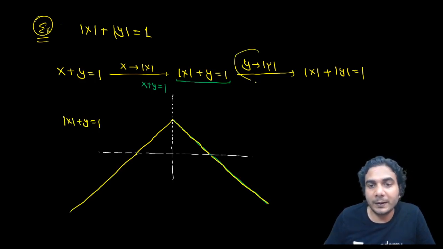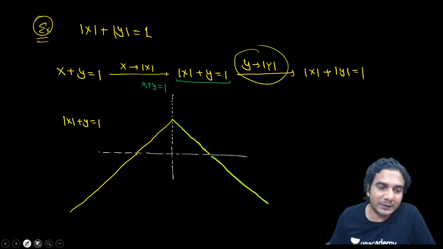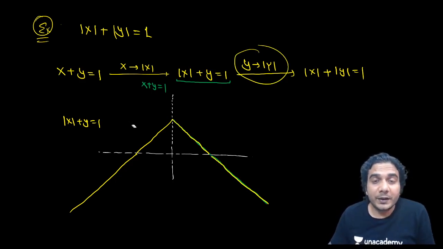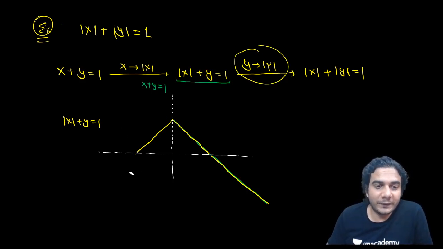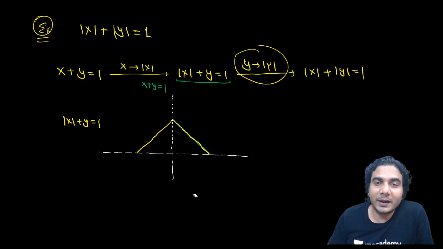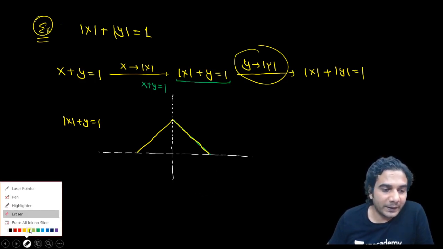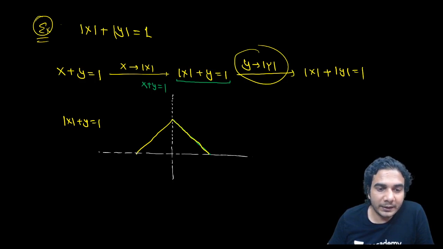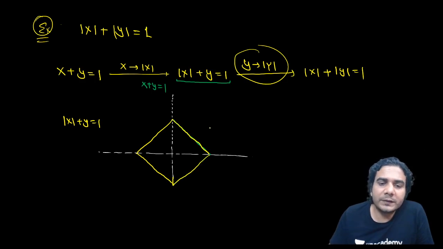Now again you have replaced y by mod of y. So what happens then? You need to remove the portion of the graph which lies below the x-axis. So you'll remove this and take the image of the remaining. If you take the image of the remaining, it is going to be like this. It is very simple to figure out, because this point is 1, 0, this point is 0, 1. So this angle is 45 degrees.